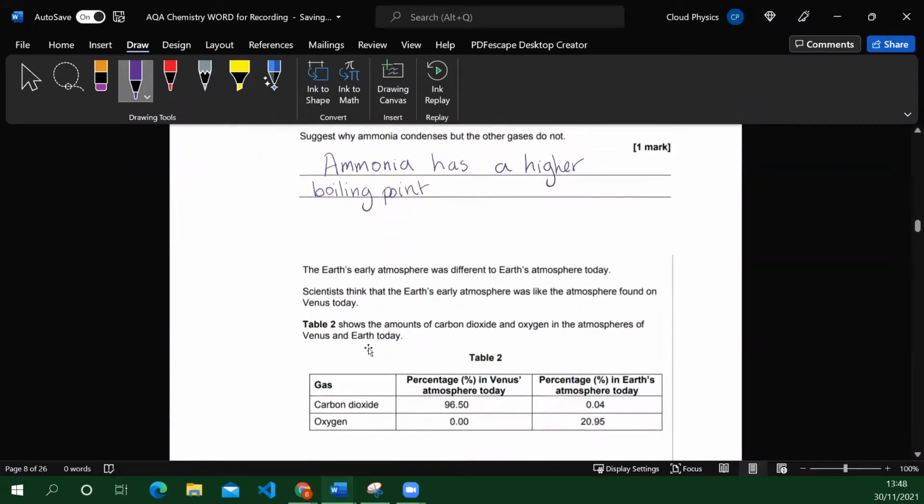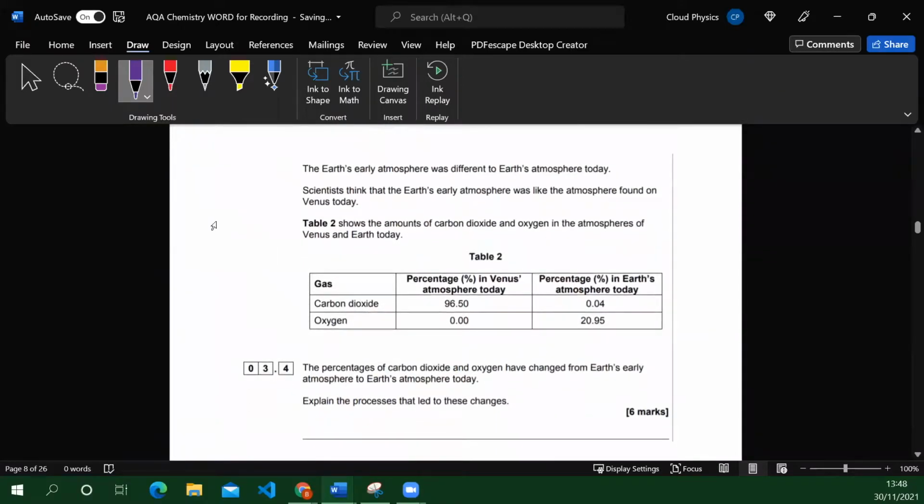So let's go to the next one. The Earth's early atmosphere was different to Earth's atmosphere today. Scientists think that the Earth's early atmosphere was like the atmosphere found on Venus today. Okay, so Venus is actually our closest planet to us. Table 2 shows the amount of carbon dioxide and oxygen in the atmospheres of Venus and Earth today.